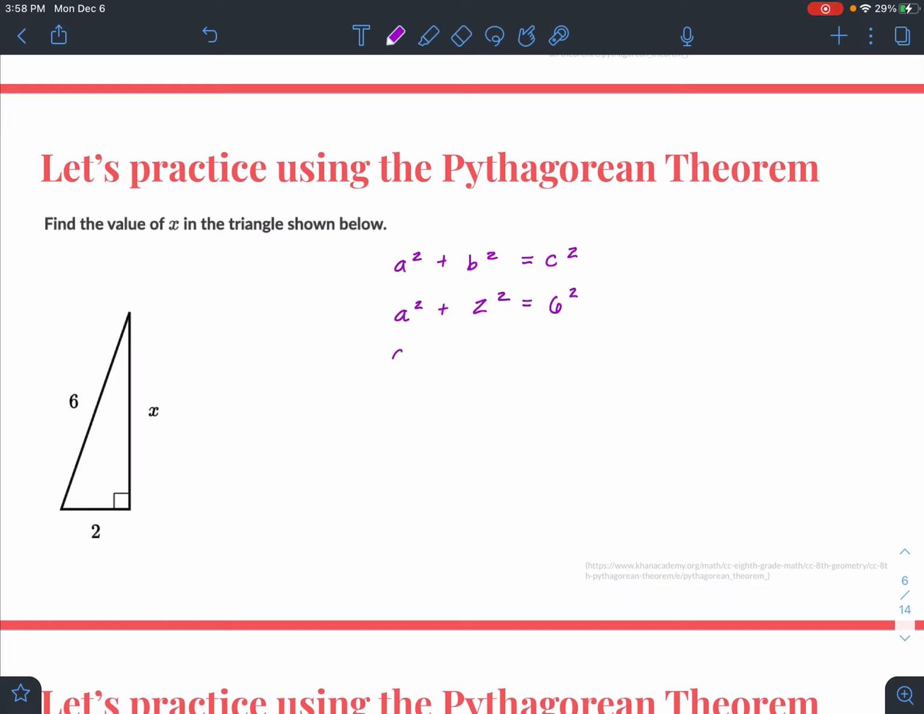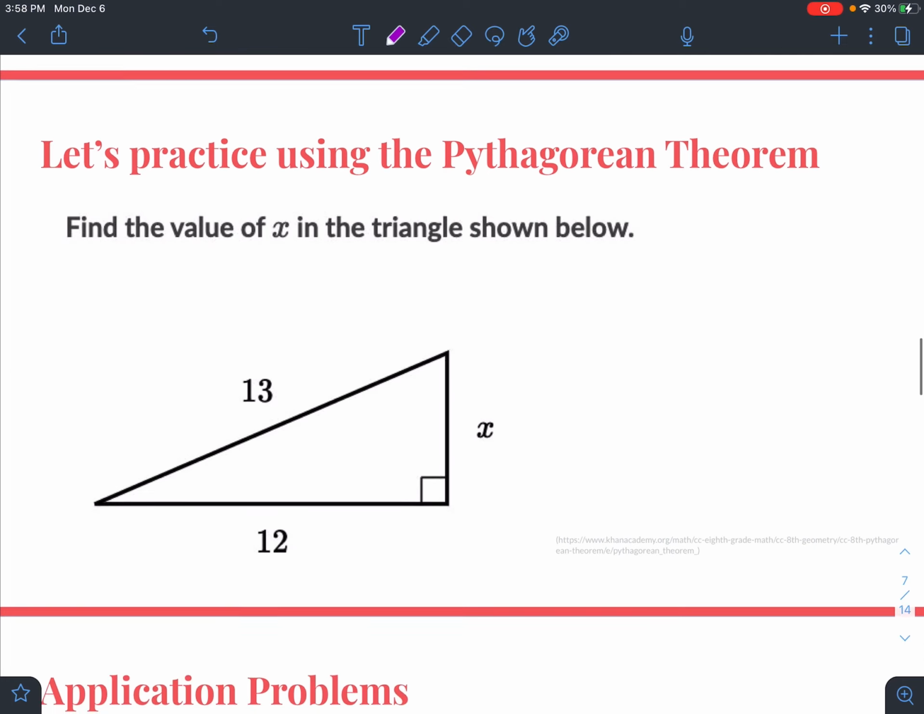So we know that 2 squared is 4, 6 squared is 36. Subtracting 4 from both sides, a squared equals 32. And then taking the square root of both sides, a equals the square root of 32. Okay, let's do one more practice problem.